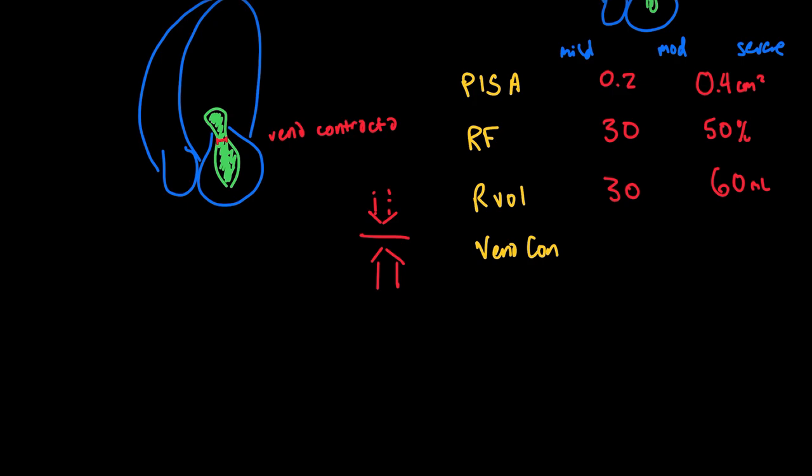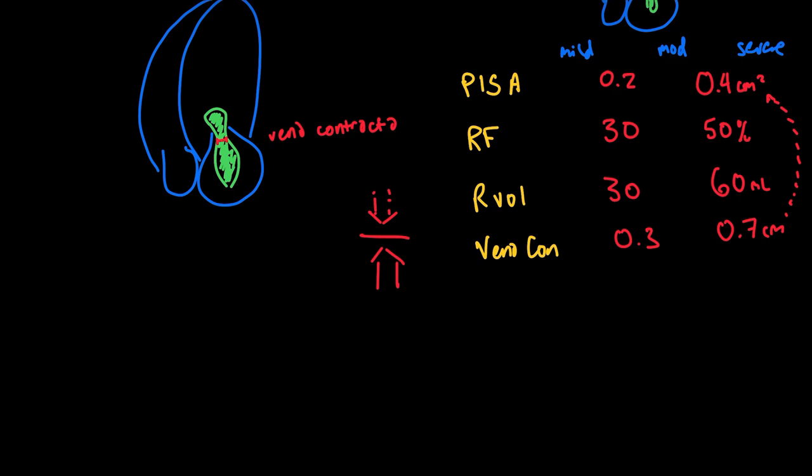Finally, for vena contracta width, if it is less than 0.3 centimeters, that's considered mild. And if it is more than 0.7 centimeters, that is considered severe. If you take this 0.7 value as the diameter, divide by 2 to get 0.35, and use pi r squared, you'll see it's just under 0.4 centimeters squared. So vena contracta is a quick way to estimate the effective regurgitant orifice area, but PISA can be more accurate.